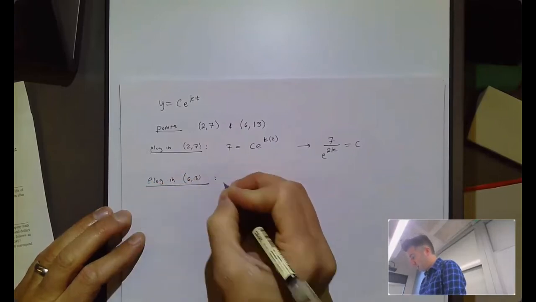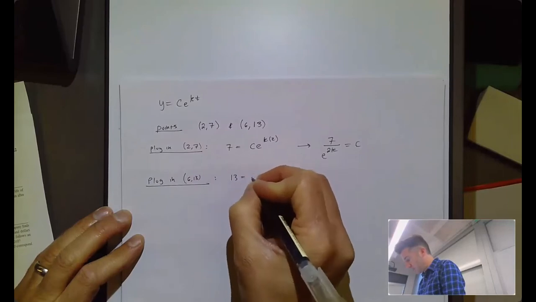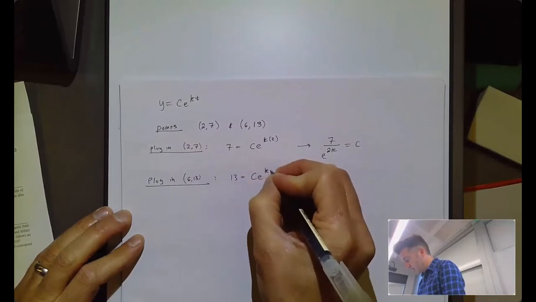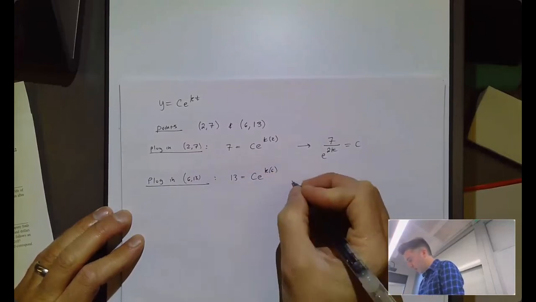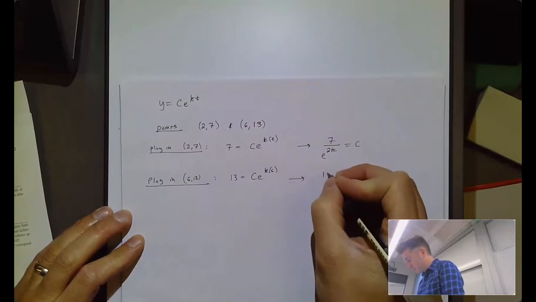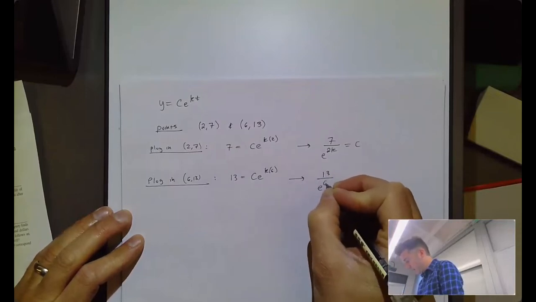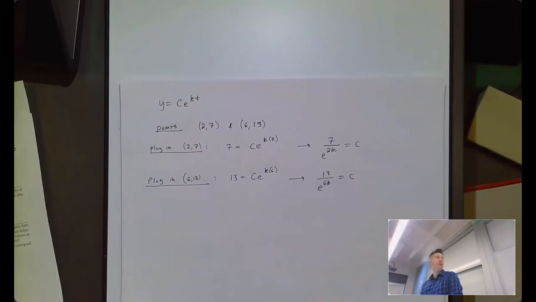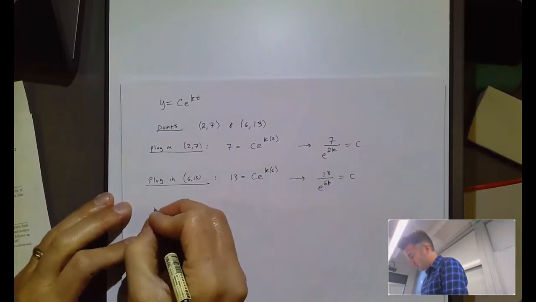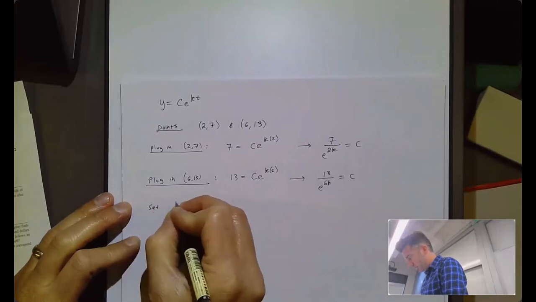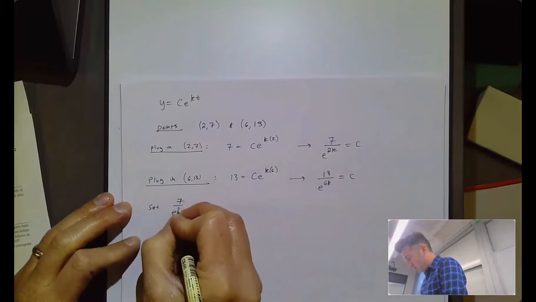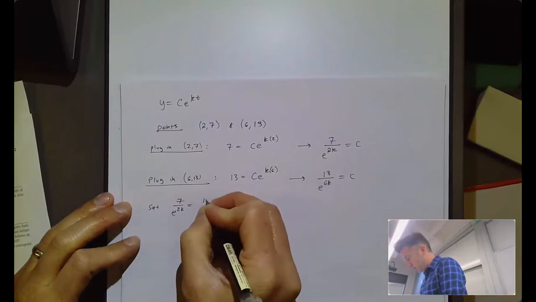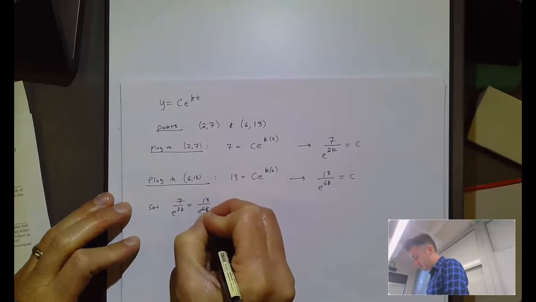If we do that, we're going to get 13 equal to C e to the k times 6. Or isolating C, 13 divided by e to the 6k equals C. And then we can set those equal to each other and solve for k. So setting those equal to each other, I have 7 over e to the 2k equal to 13 over e to the 6k.